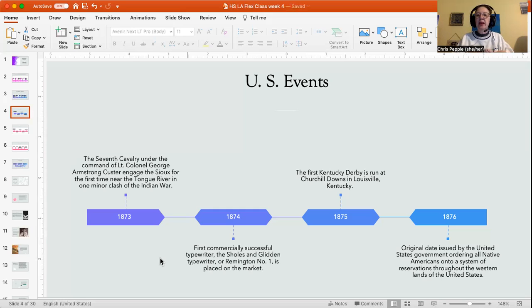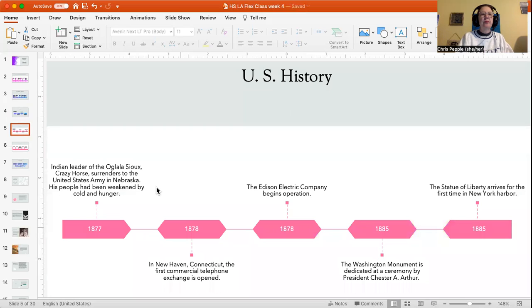1876, the original date, ordering all Native Americans onto reservations. So that was a huge policy change in the United States to say we are officially taking control of your lands. We have, if you remember history here, 1877, Crazy Horse surrenders to the United States Army in Nebraska as people have been weakened by cold and hunger.